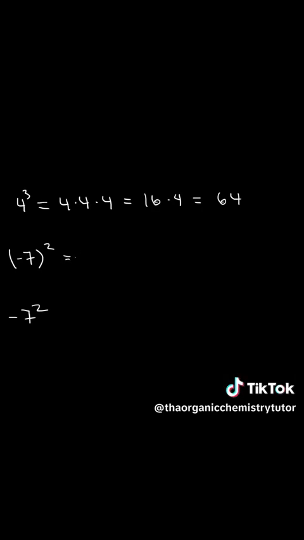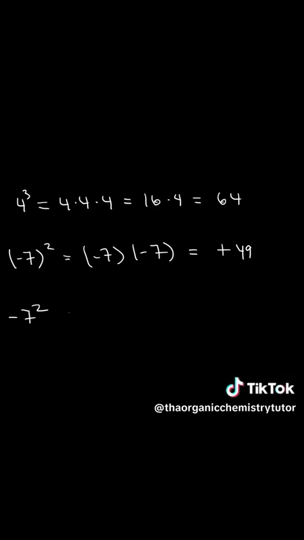Here's some more examples. 4 to the third, negative 7 squared, and negative 7 squared. 4 cubed is simply 4 times 4 times 4. 4 times 4 is 16, and 16 times 4 is 64. Negative 7 enclosed in parentheses and then squared is going to be negative 7 times negative 7, which is positive 49.